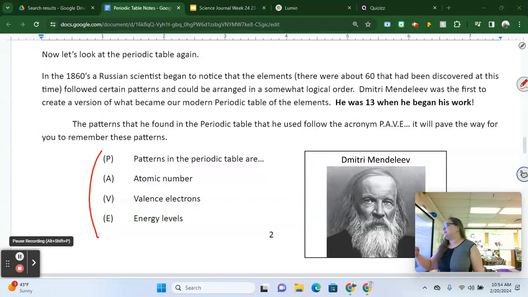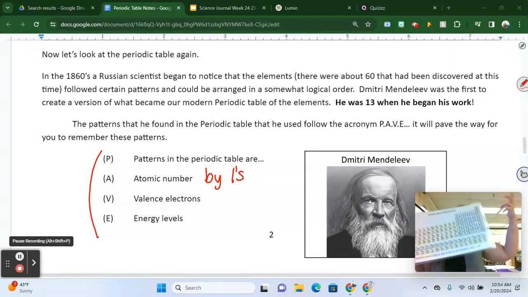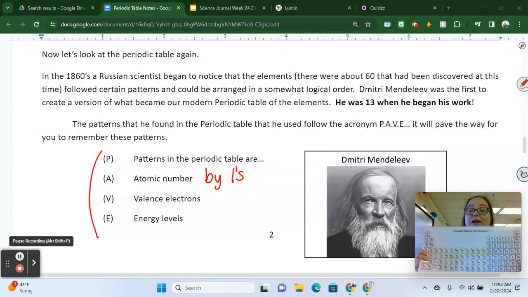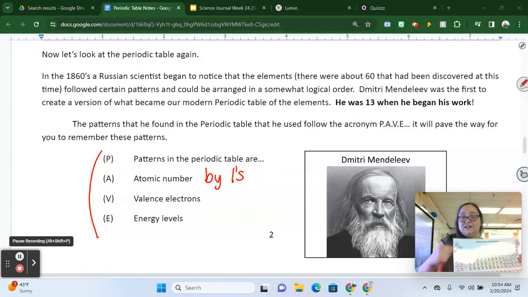So the first one is atomic number. It's by ones. It's not much of a pattern, but it's a pattern. 1, 2, 3, 4, 5, 6, 7, 8, 9, 10, 11, 12, 13, all the way to 118. That's a pattern. A boring pattern, but a pattern all the same. Then the valence electrons have a pattern. Everything in family 1 has one valence electron. Everything in family 2 has two valence electrons. Now, the transition metals don't follow this rule, and you don't have to know what transition metals do until chemistry, so don't worry about them.